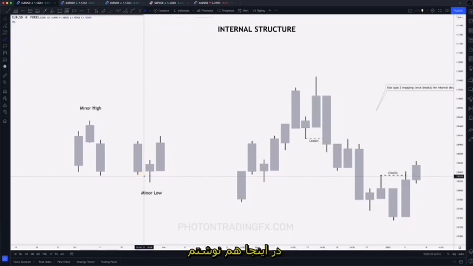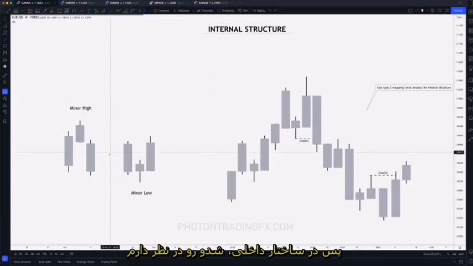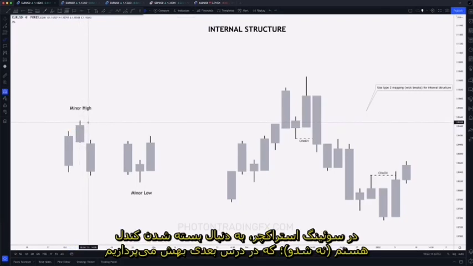Type 2 mapping for when I'm looking at internal structure. Okay, I've written that over here. So for internal structure, I draw the line on the wick, and price can close or wick above it, okay? Wick breaks are fine. For swing structure, I want to see a candle closure, but we'll look at that in the next video, okay?